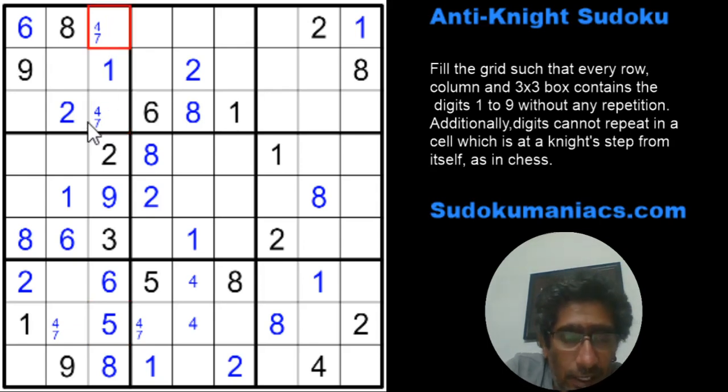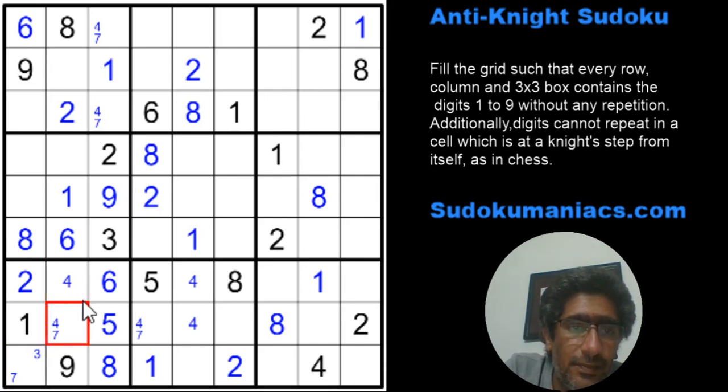Remember, we might be having new techniques for an anti-knight. But all the techniques that we learned for classic Sudoku would still be applicable. Alright? Now this is a 4. It cannot be here. So this is a 3, 7. And the 4 for box 7 is locked in these two cells.